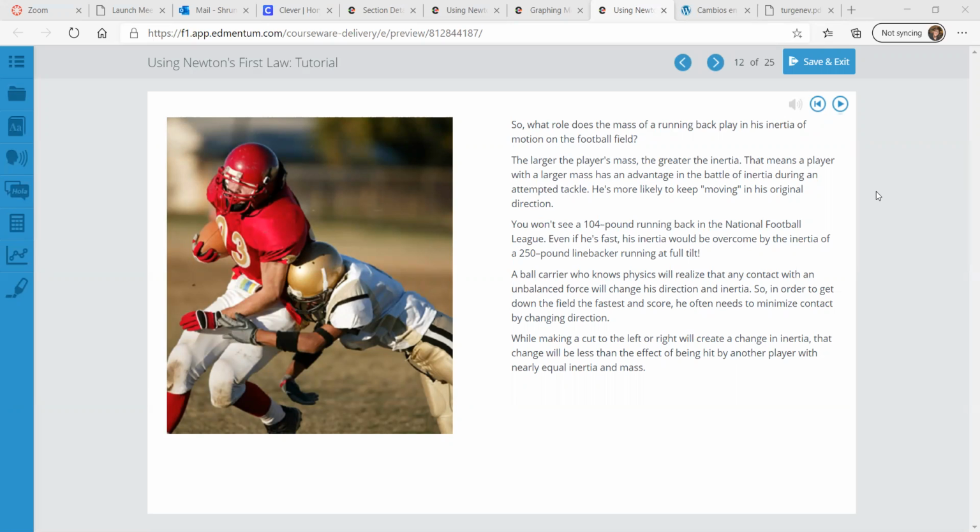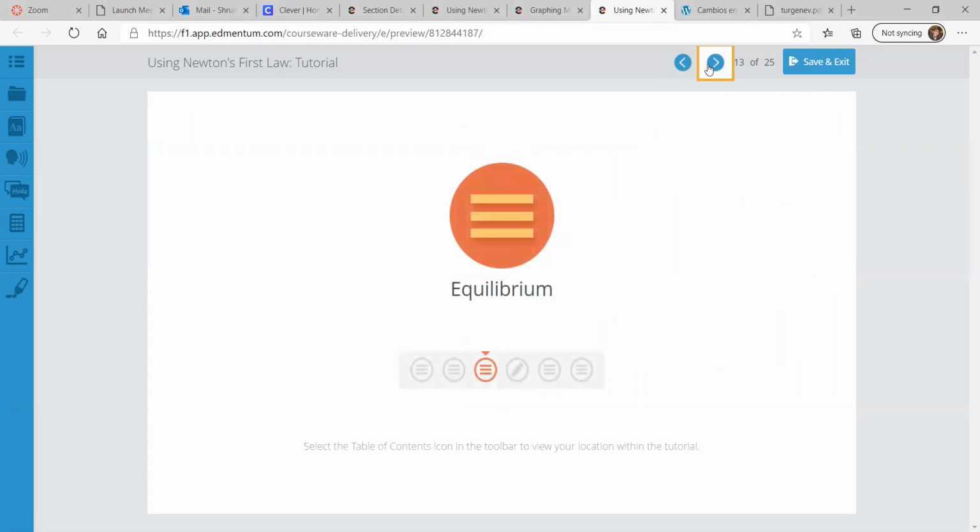So a ball carrier who knows physics will realize that any contact with an unbalanced force will change his direction and inertia. So in order to get down the field the fastest and score, he often needs to minimize contact by changing direction. So you see people cutting and dodging opponents, and while making a cut to the left or right will create a change in inertia, that change will be less than the effect of being hit by another player with nearly equal inertia and mass. So even though he's moving around and that's changing his inertia, that is better than being hit by another player of the same size. So minimize contact to keep moving forward in football.